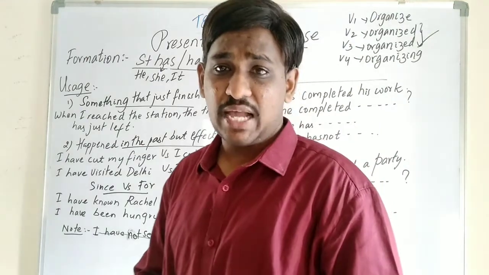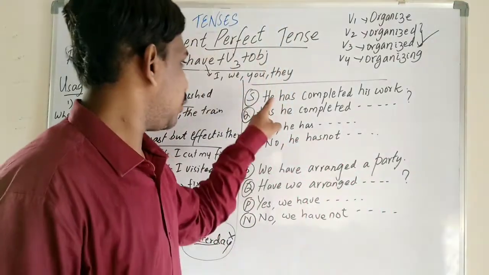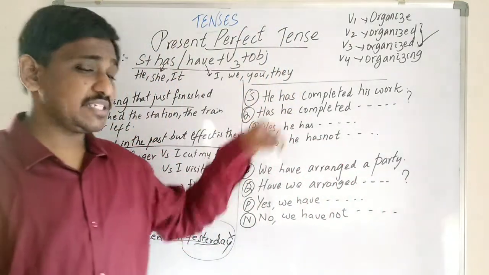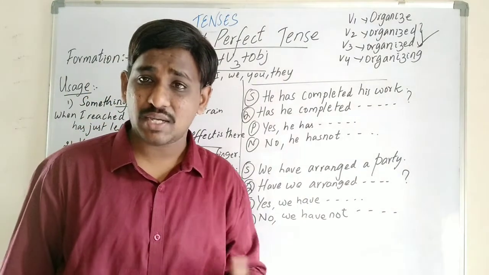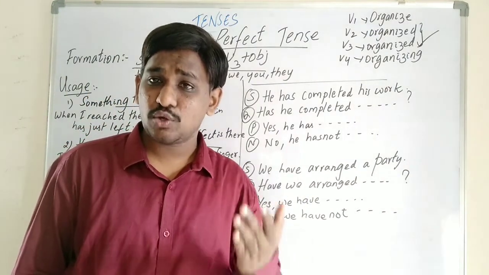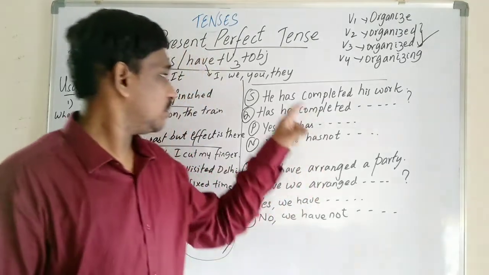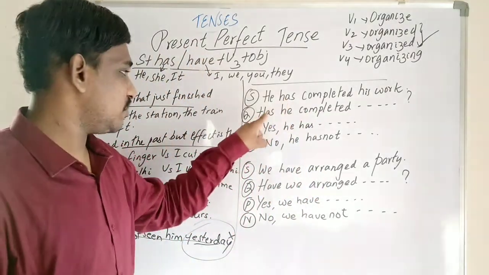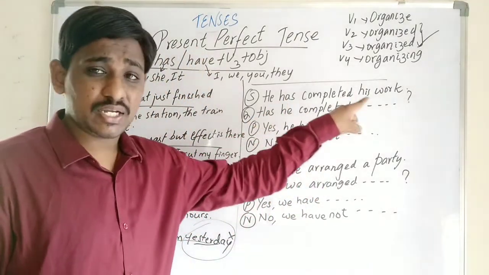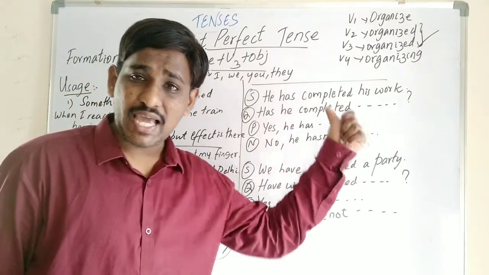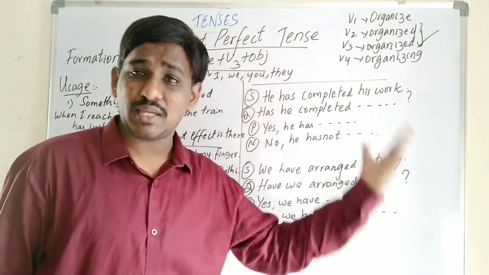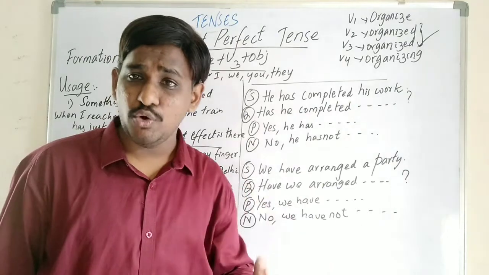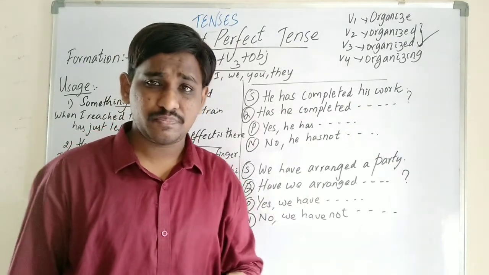So let us see some examples. Let us take a statement: He has completed his work. How to make a question? Just keep the auxiliary verb or the helping verb first. Has he completed his work? Yes. Positive: He has completed his work. Negative: No, he has not completed his work.